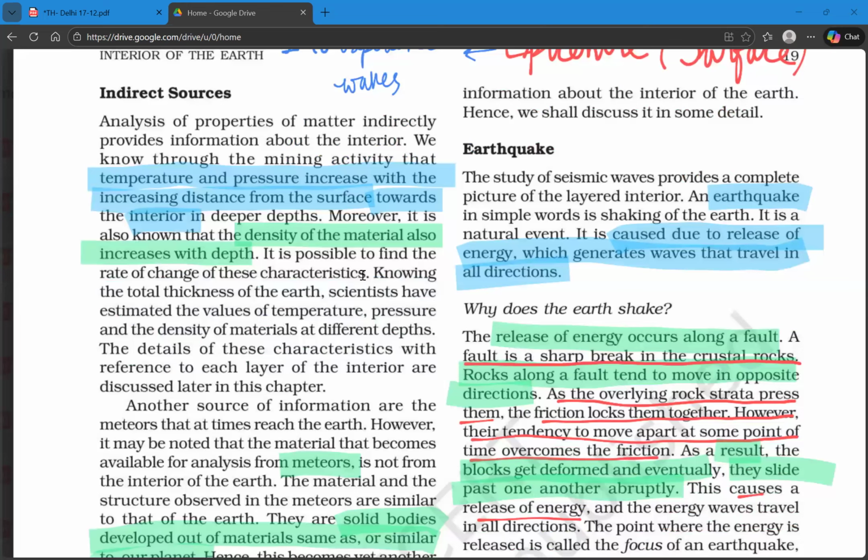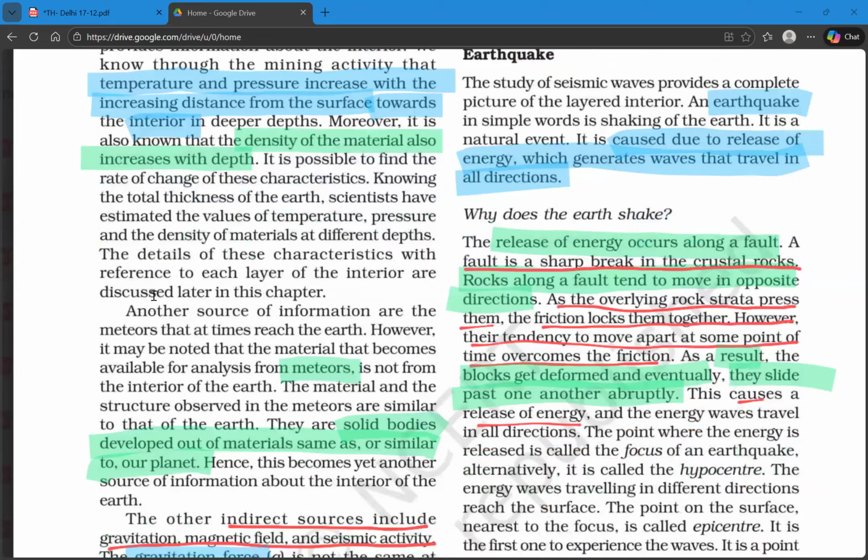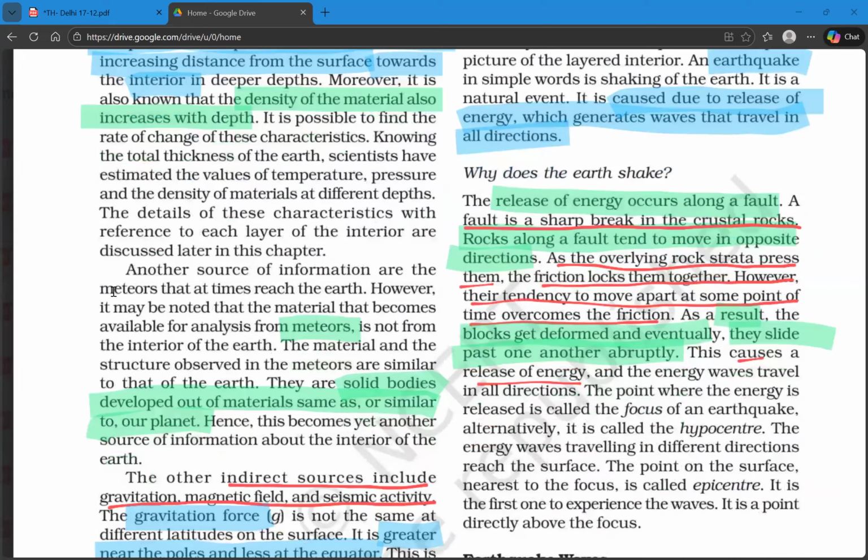Knowing the total thickness of the earth, scientists have estimated the values of temperature, pressure, and the density of materials at different depths. The details of these characteristics with reference to each layer of the interior are discussed later. Another source of information are the meteors that at times reach the earth.